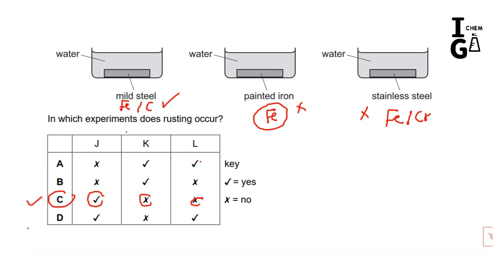Because again, the alloy mild steel, iron and carbon, doesn't resist rusting. Painted, it's already protected because it's coated. Stainless steel, you know, this is Fe and Cr. This one resists rusting, so it's not correct, so it's C. Okay, guys.